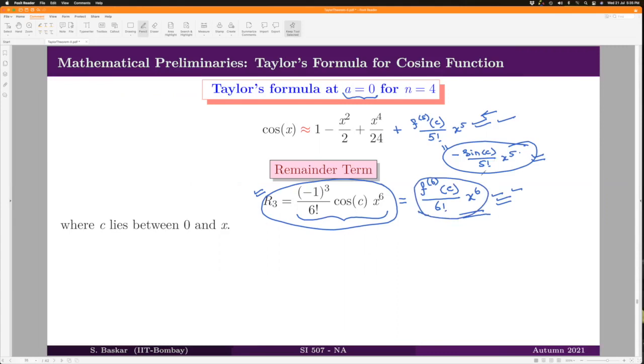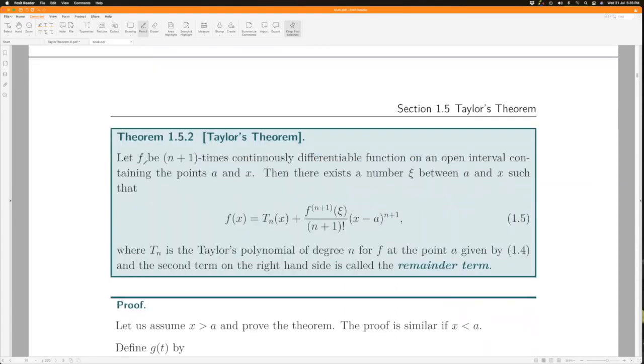Let me open our notes and go through the proof first. Recall the Taylor's theorem says that if f is n plus 1 continuously differentiable function on an open interval containing a and x, then you can always find xi. Well, in our discussion, I have denoted it by c. Keep this in mind. So the theorem says that there exists a xi between a and x such that f can be written as the Taylor polynomial of degree n plus the remainder term or the truncation error.